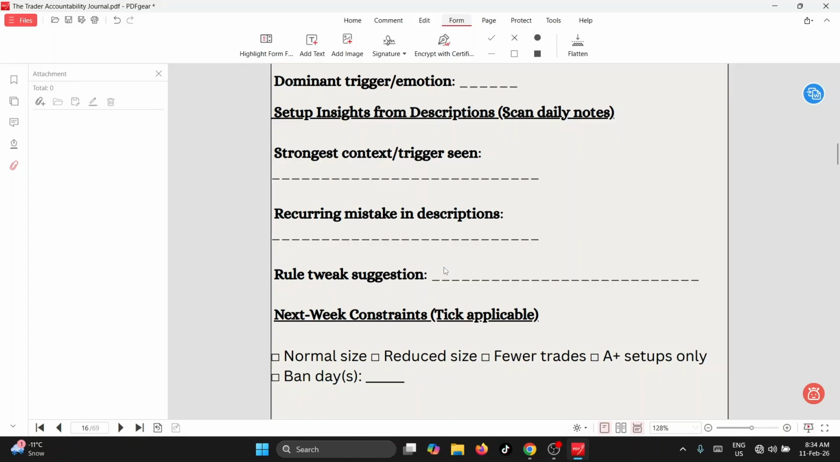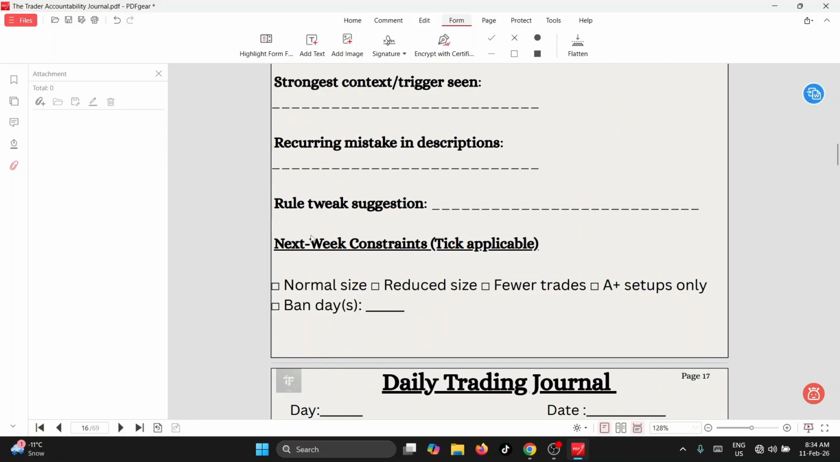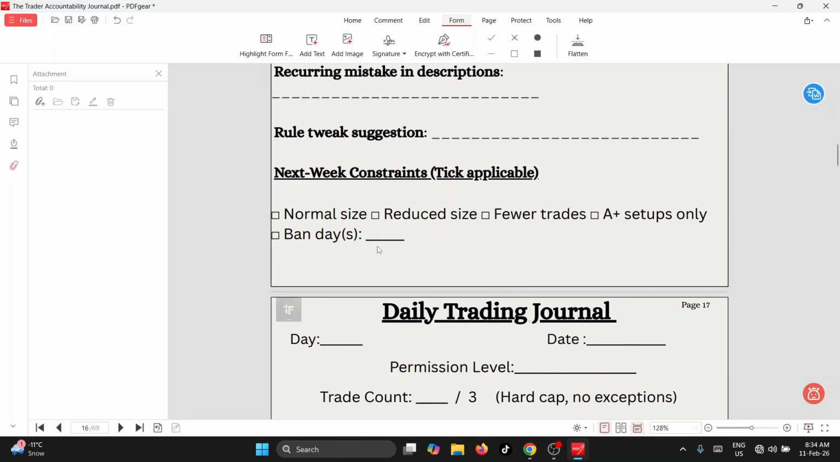Okay, and then whether you're going to use normal size or reduced size, everything you need is really here. Everything simple is really here.